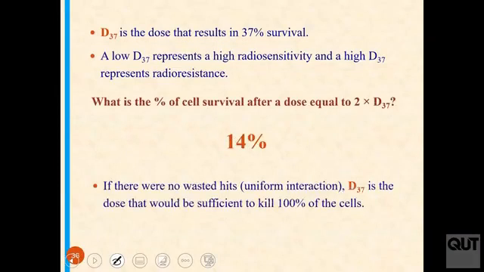Alright, what if you give a group of cells two D37 doses? Well, after the first lot of dose, 37% survive. After the second dose, it will be 37% of 37%, so that'll be 14%.